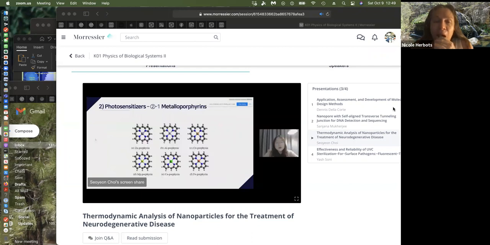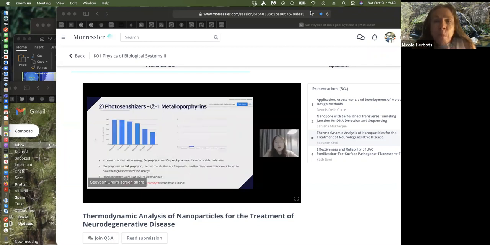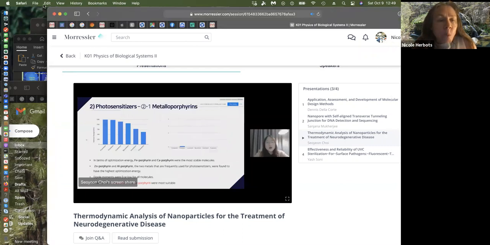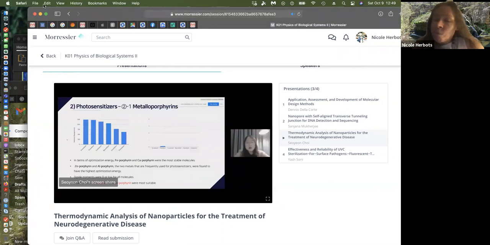As for metalloporphyrins, we observed the following 6 metalloporphyrins with 6 different central metal ions. In terms of optimization energy, iron porphyrin and calcium porphyrin were the most stable molecules. Zinc porphyrin and aluminum porphyrin, the 2 metals that are frequently used for photosensitizers, were found to have the highest optimization energy. Dipole moments were 0 or low for all molecules.